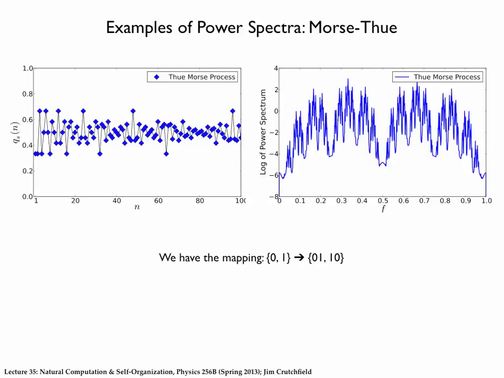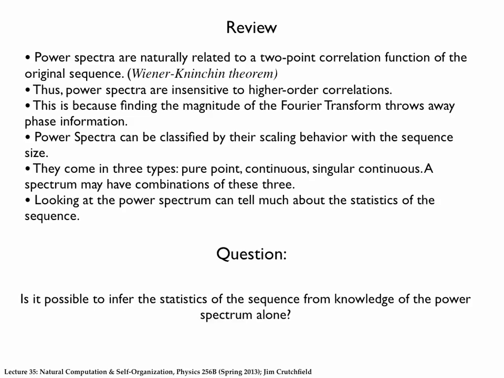Certainly. I just want to go through this very quickly. It always seems that I talk more than I should. Power spectra are related to two-point correlation functions. They're insensitive to third order, fourth order, fifth order correlation functions, which is interesting. They throw away the phase information when I calculate the Fourier transform, as we discussed. And so they lose information. When I find the magnitude of the Fourier transform, or the square, which is the power spectrum, then it loses information.